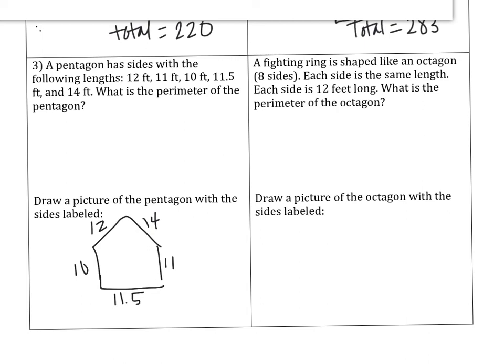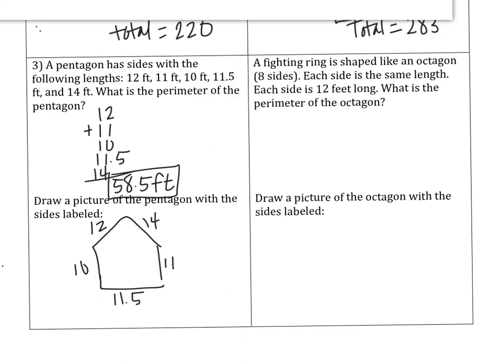And so if we want to find the perimeter, again, we're just going to find the distance around. So we're just going to add all of these numbers up, and it's going to give us the perimeter. So we have 12 plus 11, 10, 11.5, 14, and that is going to give us 58.5, and the units are in feet.